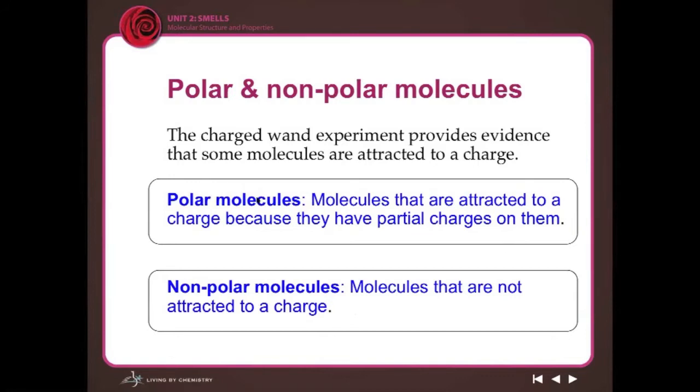Polar molecules are molecules that are attracted to a charge because they have partial charges on them. Non-polar molecules, on the other hand, don't have a positive side and a negative side, so molecules that are not attracted to a charge are called non-polar molecules.